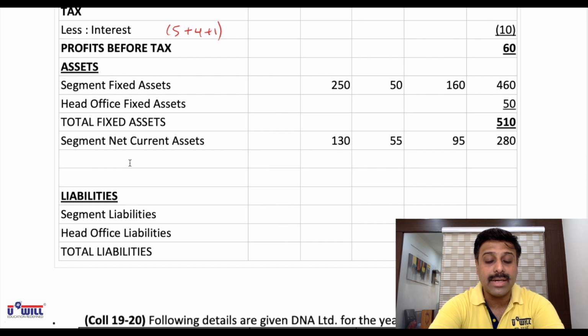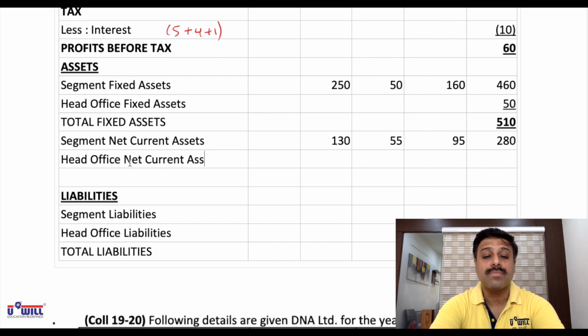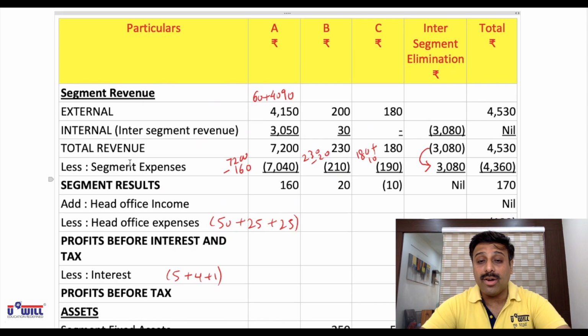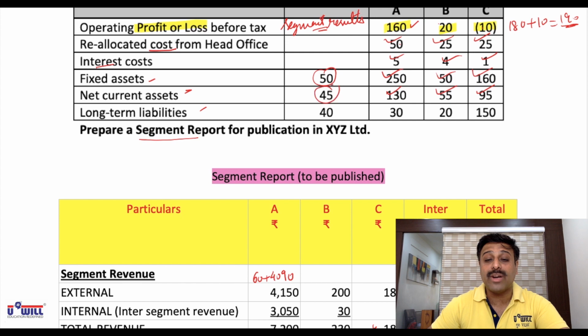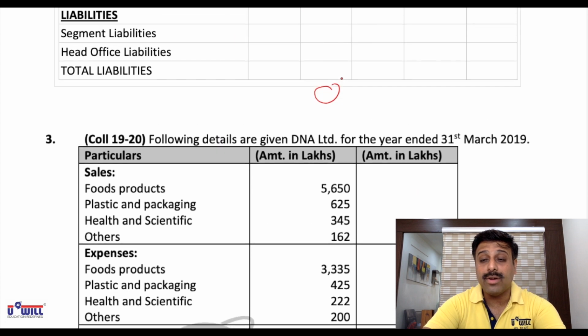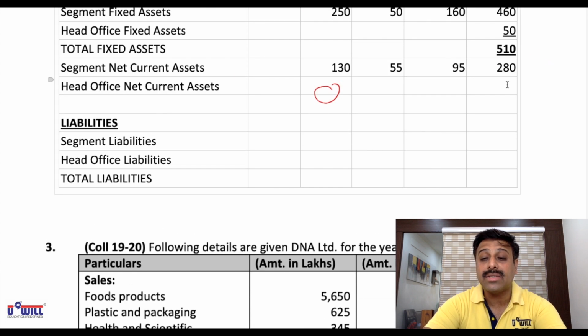Okay, head office current assets. See, head office net current assets are directly given as 45. So total would be 280 plus 45, 325. Total net current assets or total current assets.